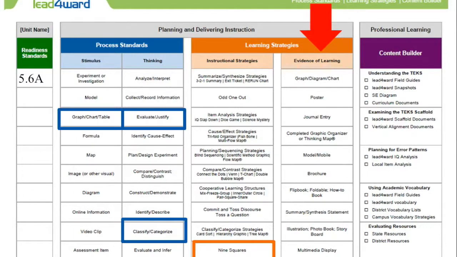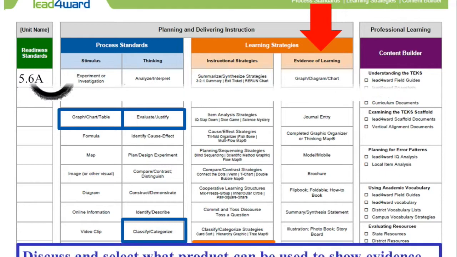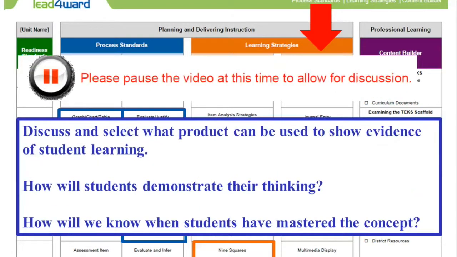Look at the Evidence of Learning column. Discuss and select what products can be used to show evidence of student learning. How will we know when students have mastered the concept? Take time to discuss how will students demonstrate their thinking.